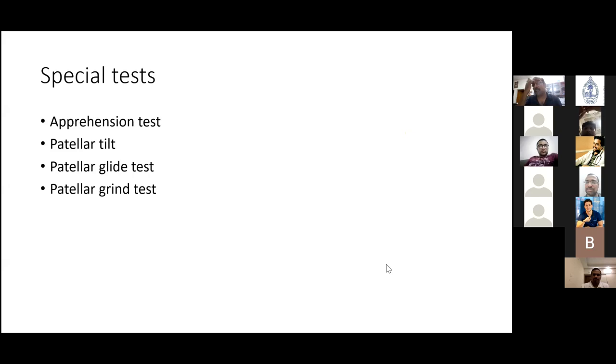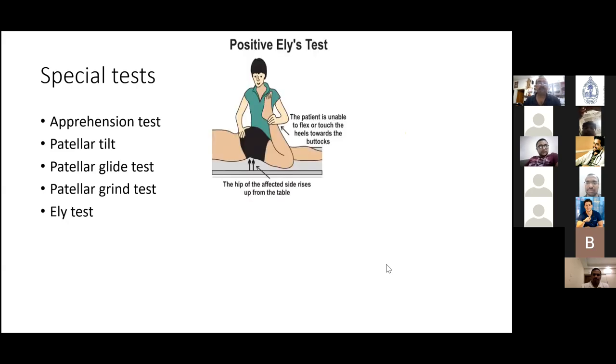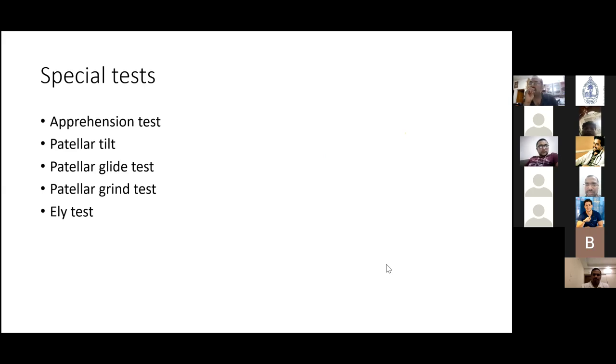That's it. So, what is the patellar grind test? Push the patella against the trochlea, and if there is patellofemoral arthritis, the patient will experience pain. Yes. So, what is the Ellis test? Ellis test is for what? So, you have to understand all these things. Why do you want to do all these things?